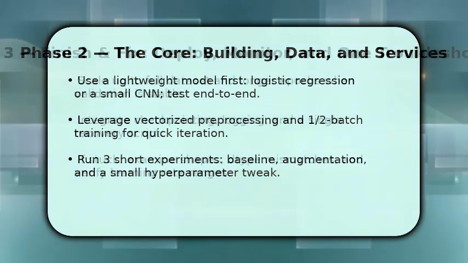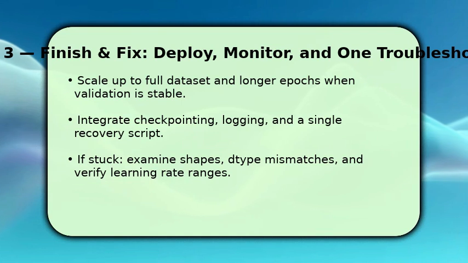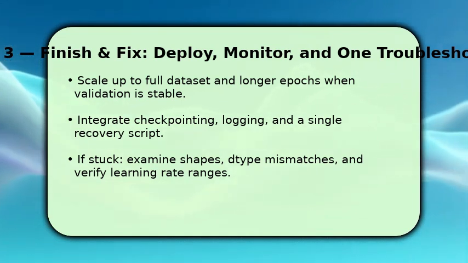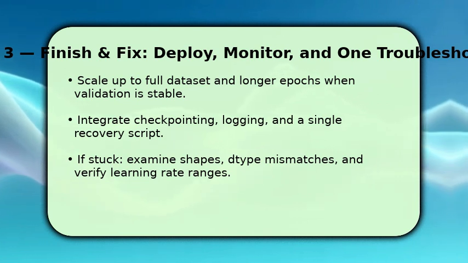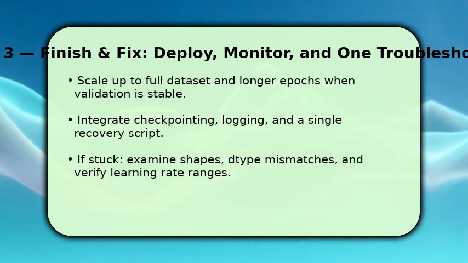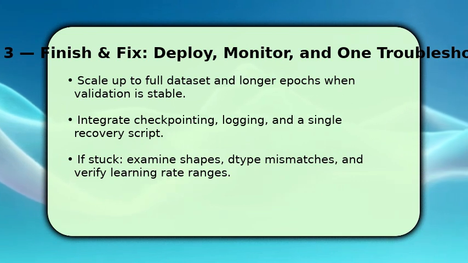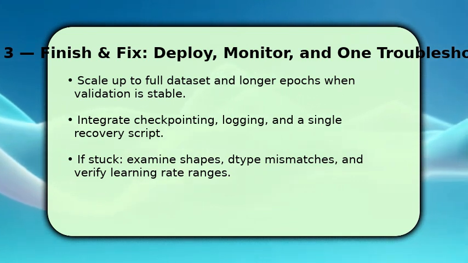To finish, scale to the full dataset and longer epochs only after validation is stable. Don't repeat tutorial pacing. Add checkpointing and concise logging, plus a recovery script to resume failed runs. This replaces guided checkpoint exercises. Run a final validation sweep and export the model.